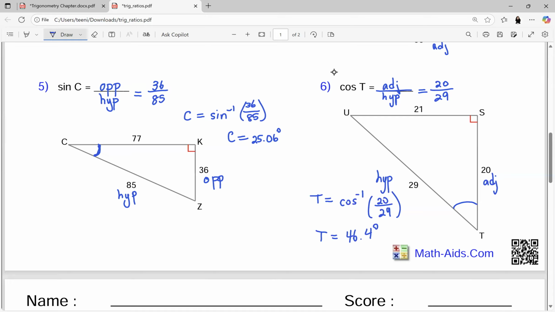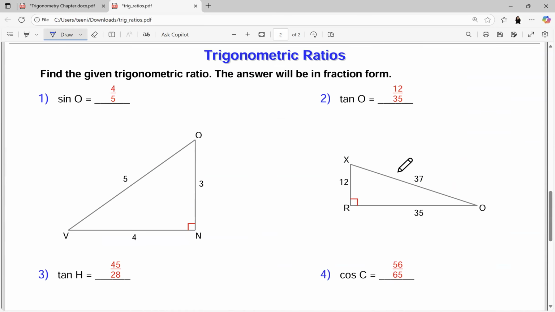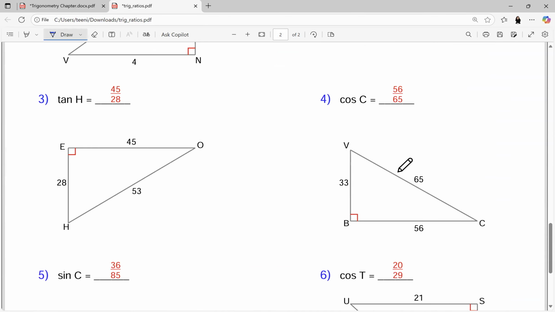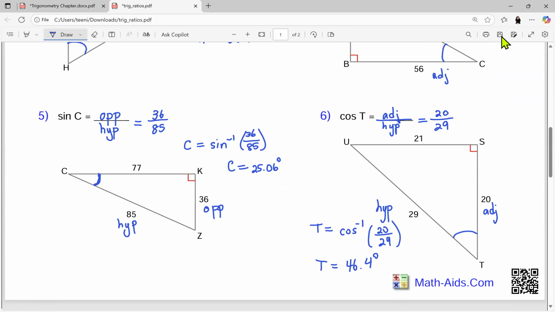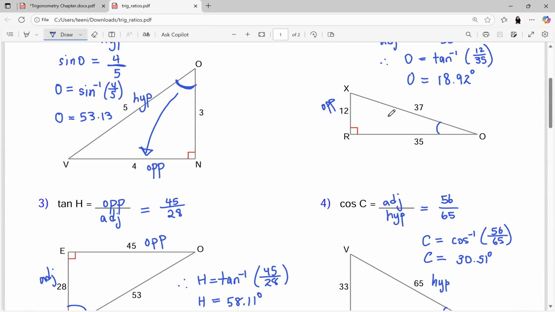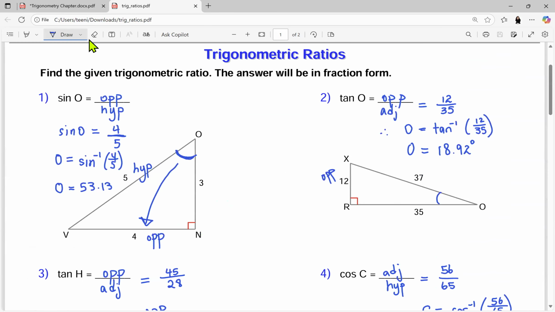It gets easier, I promise. The most difficult thing is correctly identifying your sides. And as you can see, let me just save this. If you don't correctly identify the sides, you will actually use the wrong ratio, right? So it's really important for you to identify the correct sides in the triangle.